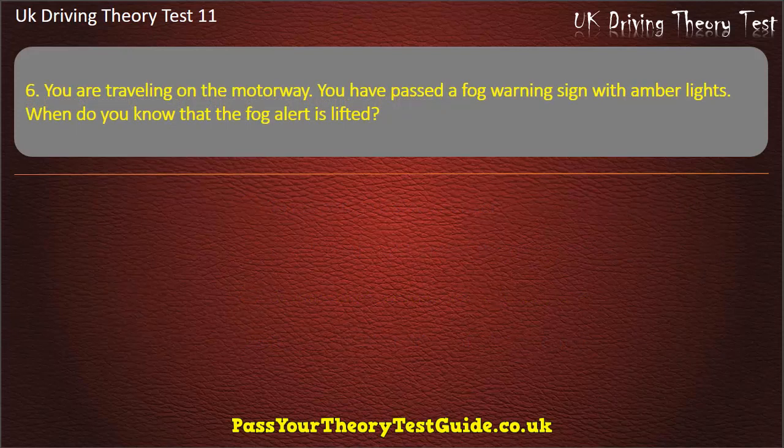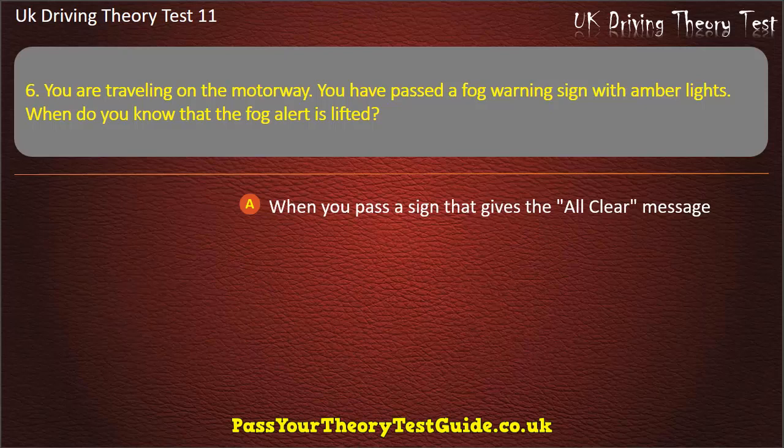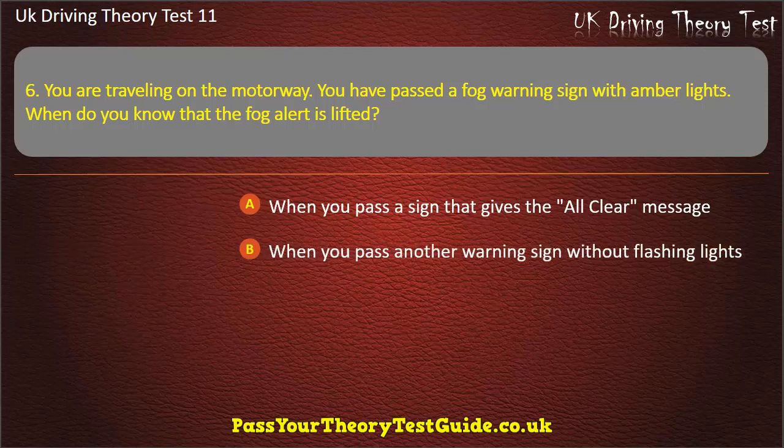Question 6. You are traveling on the motorway. You have passed a fog warning sign with amber lights. When do you know that the fog alert is lifted? When you pass a sign that gives the all clear message. When you pass another warning sign without flashing lights. Any of the above. None of the above. Answer. Any of the above.